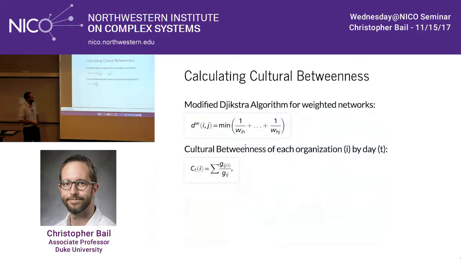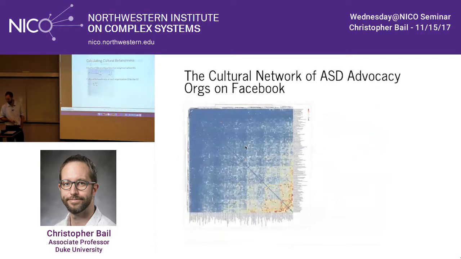So to calculate cultural betweenness, I use a modified Dijkstra algorithm for weighted networks. It has a tuning parameter alpha that allows you to basically allow weights to carry more influence or not. We see similar results not only in the field of autism, but in 3 or 4 other fields my lab has looked at using this measure, regardless of how much weight we give to the weights, no pun intended.